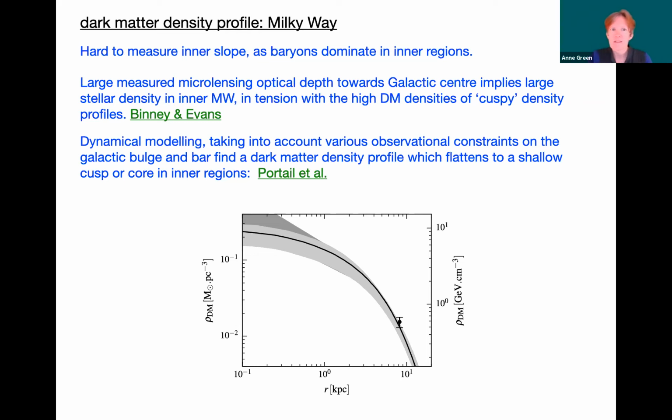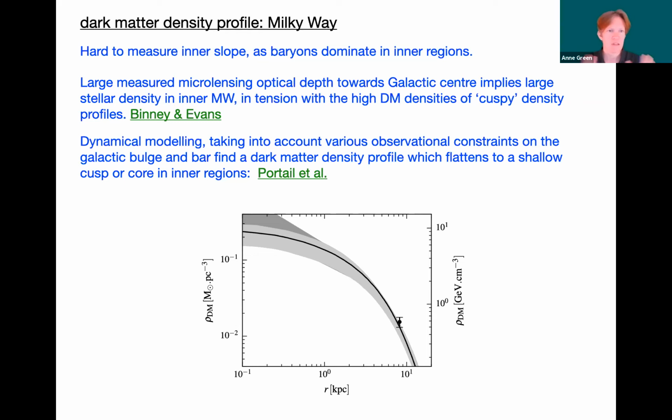And we know roughly what the total matter density is. And so if you think you've measured how much there is in stars, that doesn't leave you much room for dark matter. So there's this argument by Binney and Evans, who are really two of the people who do galactic dynamics, saying that actually these high microlensing optical depths are in tension with having a cuspy, sharply increasing dark matter profile in the Milky Way.